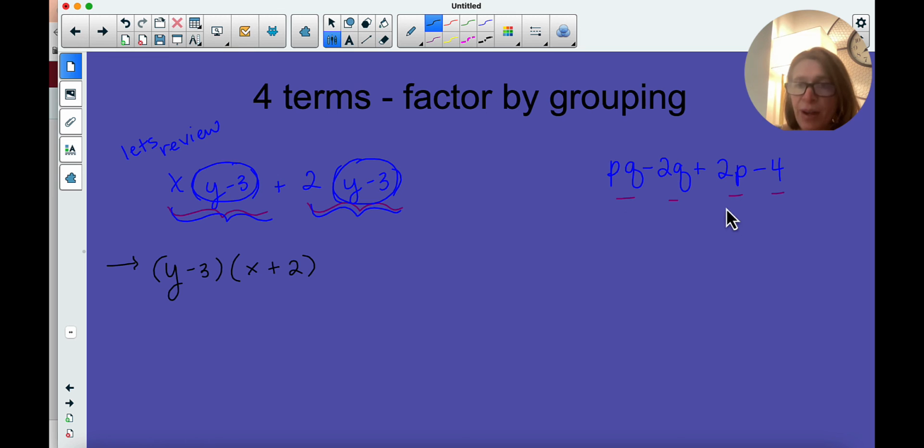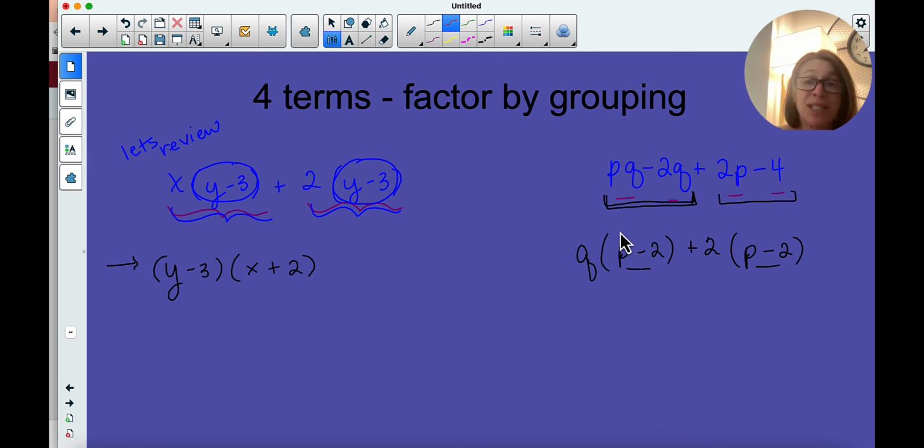All right, so here I've got 4 terms, and what I do is I put them into groups. Now, the order of the groups doesn't matter, but I'm just going to go left to right because I can see it works nicely. So I take out the greatest common factor of the first group, which would be Q. I'd be left with P minus 2. The greatest common factor of the second group is 2, and I'm going to take that out. But when you take it out, always put a sign in front of it because sometimes you're going to be taking out a negative, sometimes a positive. That's going to leave you with P minus 2. If these binomials are the same, then you've grouped it correctly. If not, you have to go back and check and do something different.